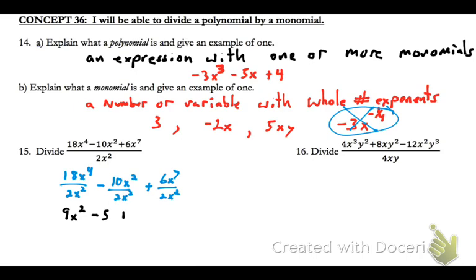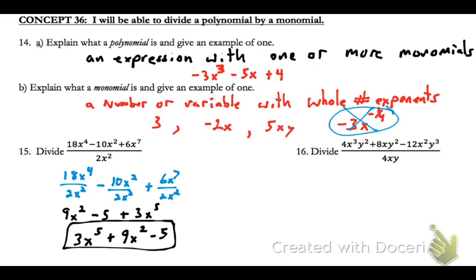And positive 6 divided by 2 is 3. X to the seventh divided by x squared would be 7 minus 2, which is x to the fifth. When I write my answer, I would write them in decreasing order of exponents. Decreasing order of exponents, 3x to the fifth. That 9x squared is positive because there's no sign in front of it. And we're done. Question number 16.